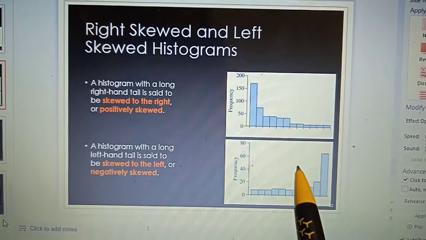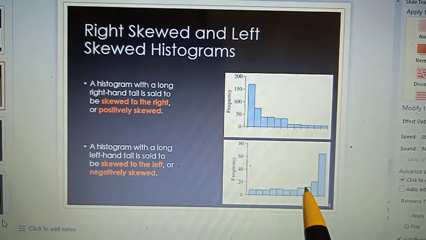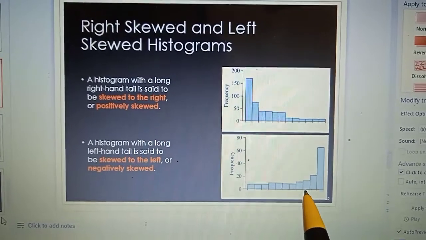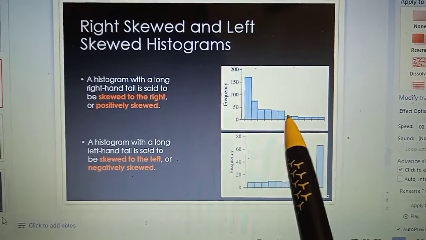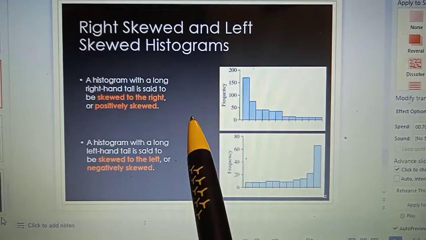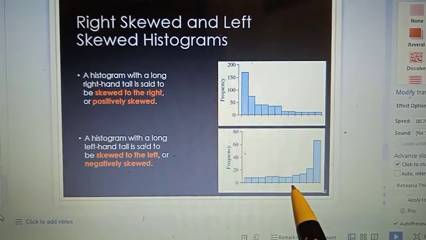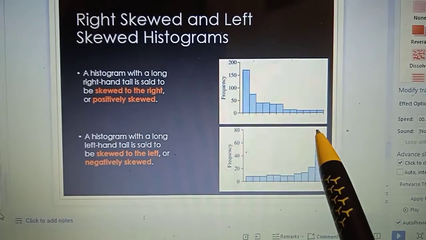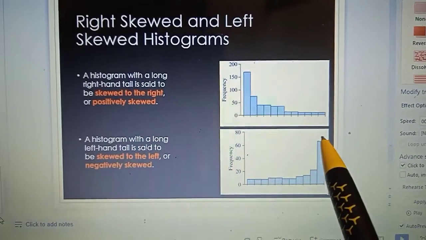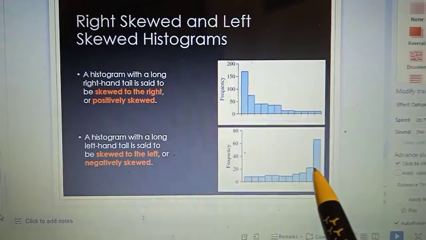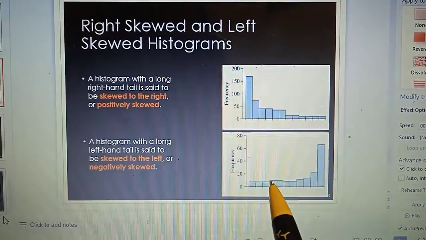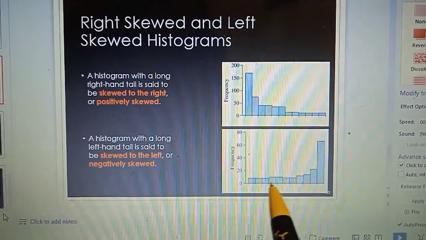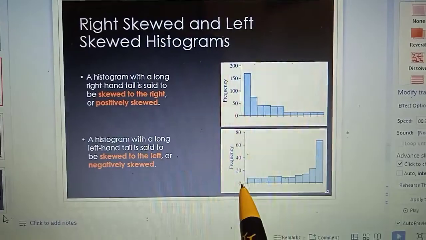A histogram with a long left-hand tail is said to be skewed to the left, or negatively skewed. Earlier, skewed to the right is also called positively skewed. Skewed to the left means the frequency is high on the right side, and then toward the left side the frequency gradually decreases. So we call this skewed to the left, or negatively skewed.